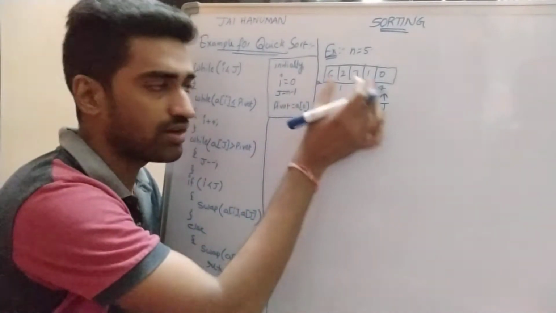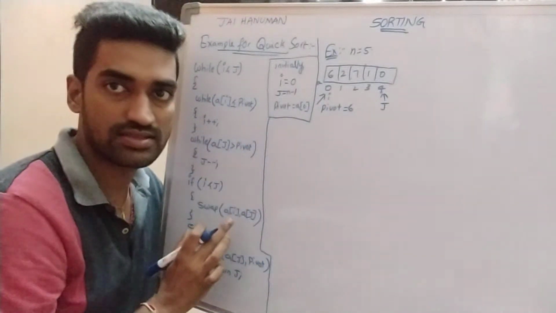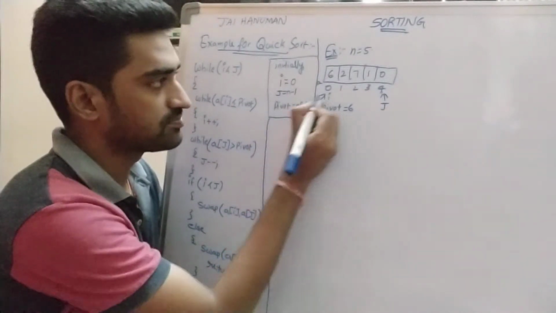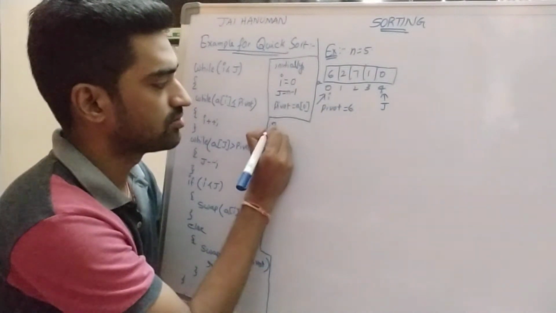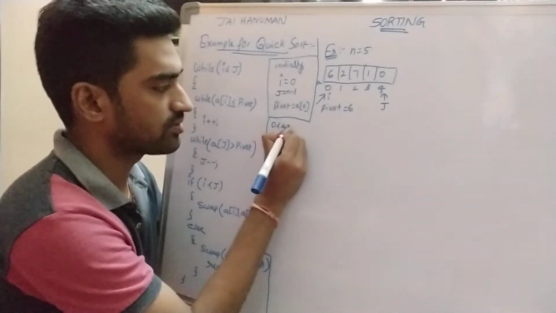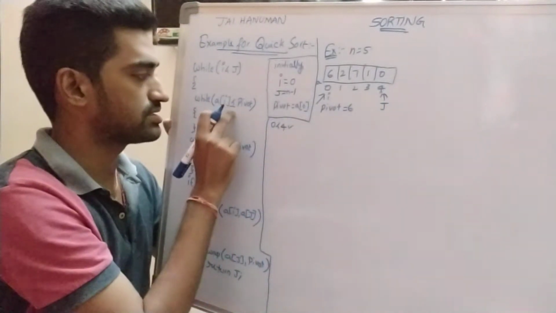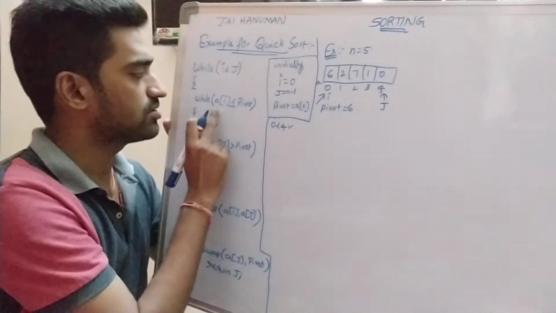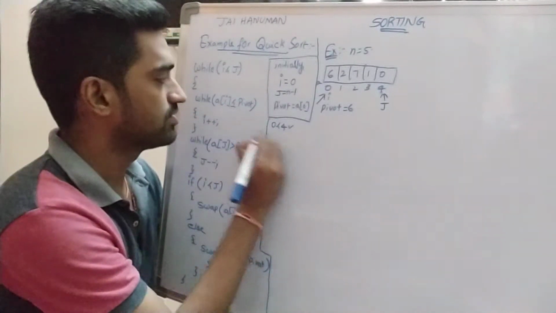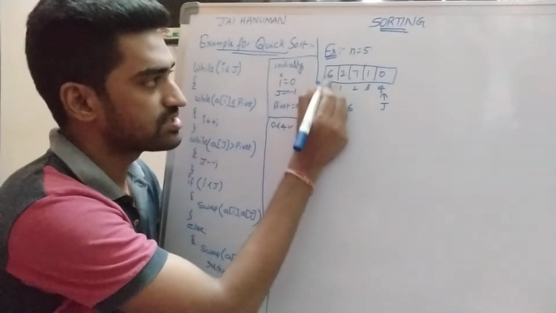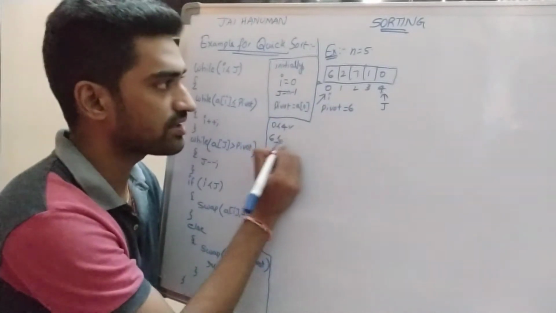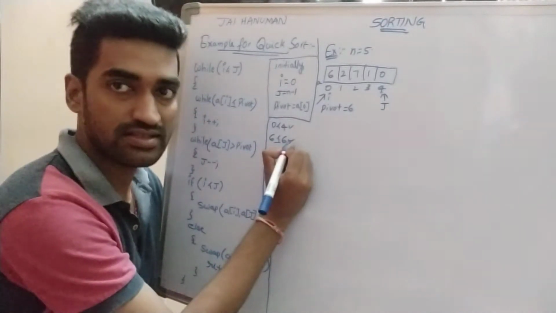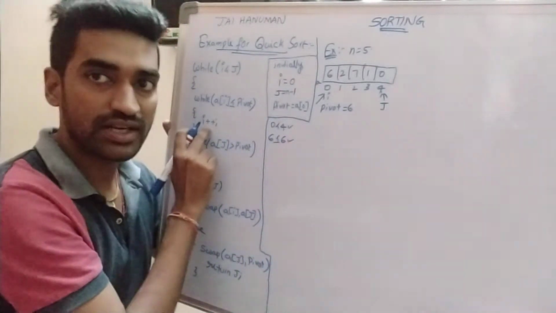After setting all the initial values, we check these conditions. First of all, we check the condition while i less than j. I less than j means 0 less than 4. The condition is true. Then we check the next condition. Once this condition fails, only then can we enter the other condition. So what is the next condition? While A of i less than or equal to pivot: A of 0 means 6, less than or equal to the pivot element 6. The condition is true. Once this condition becomes true, we increment the i value.